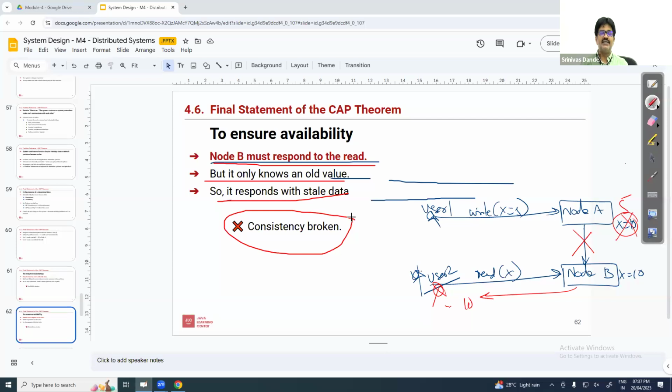We always considered partition tolerance. There is a partition in the network, in the distributed system nodes. There is a partition, so we get either availability or consistency. Up to this, is it clear, or any queries? Now ask your queries.